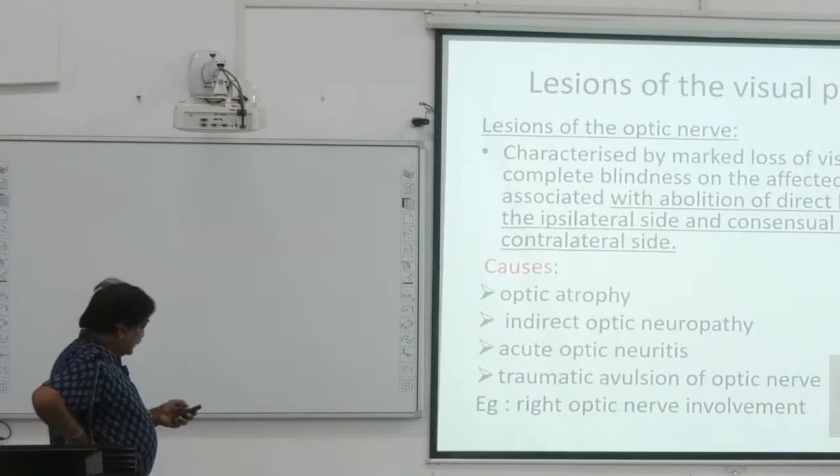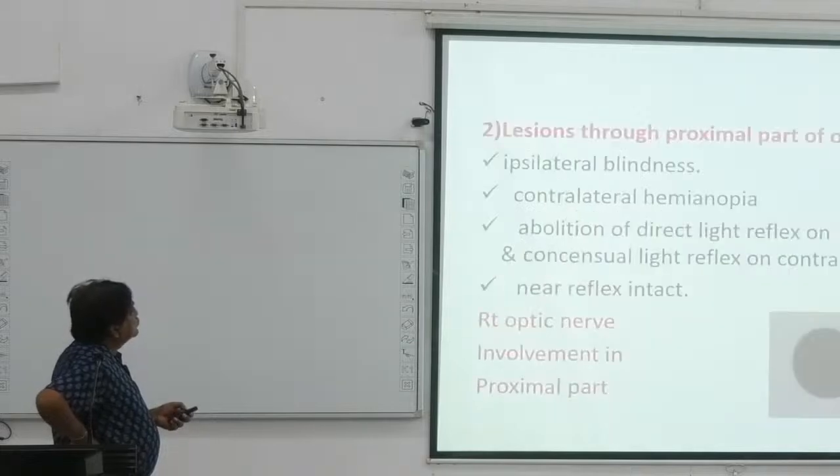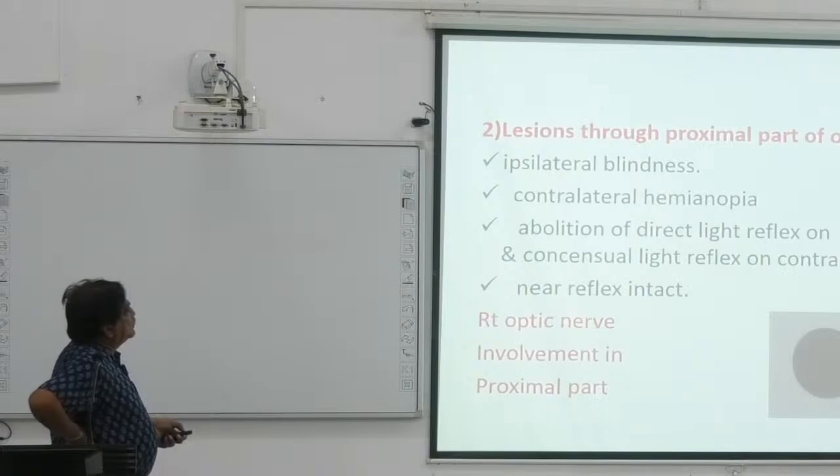Lesions of the visual pathway, this can come as a question. Lesions to the proximal part of the optic nerve: ipsilateral blindness, contralateral hemianopia, abolition of direct light reflex on the affected side and consensual light reflex on the contralateral side, near reflex intact. Right optic nerve involvement in proximal part.